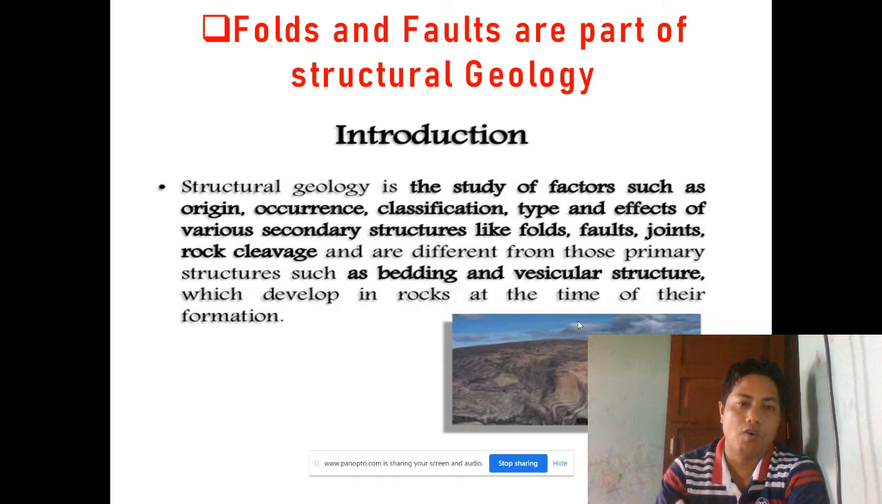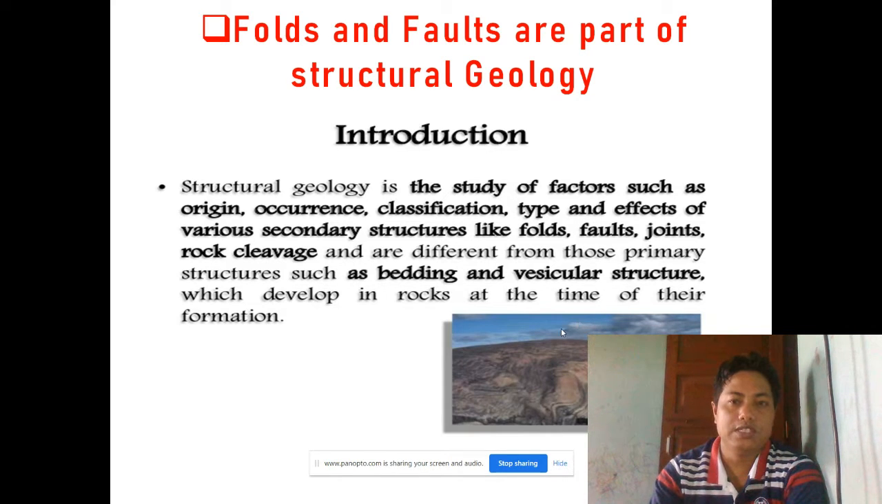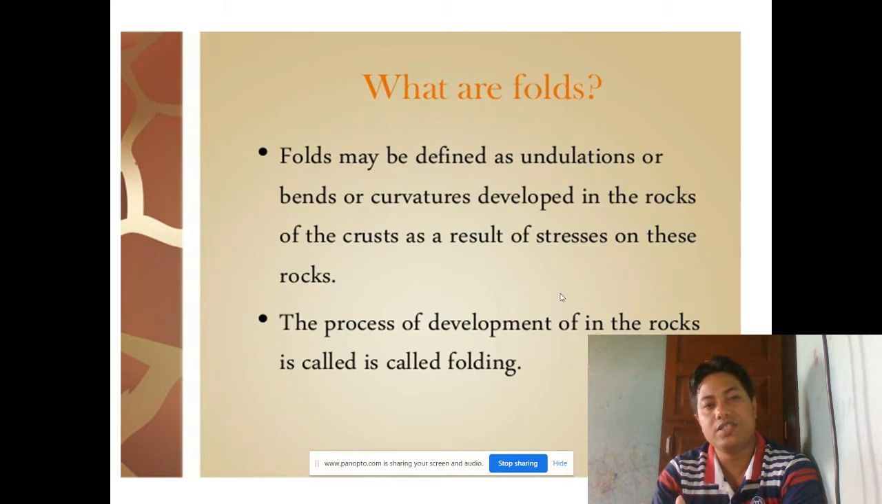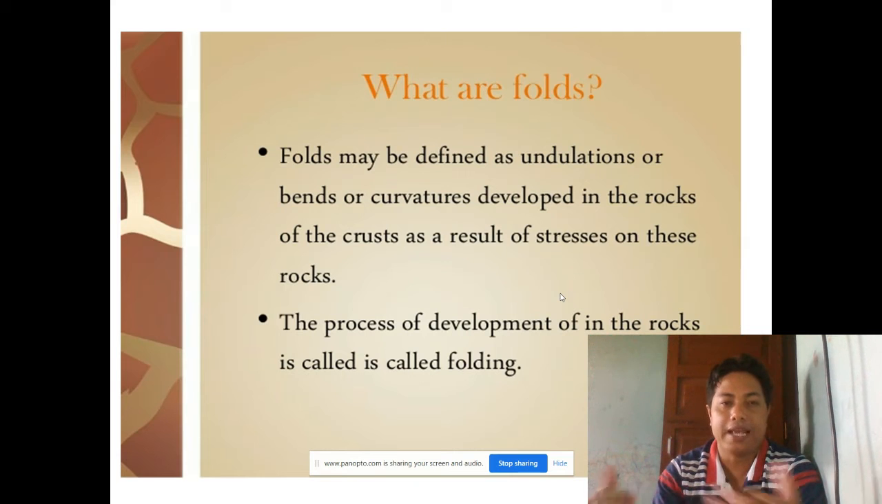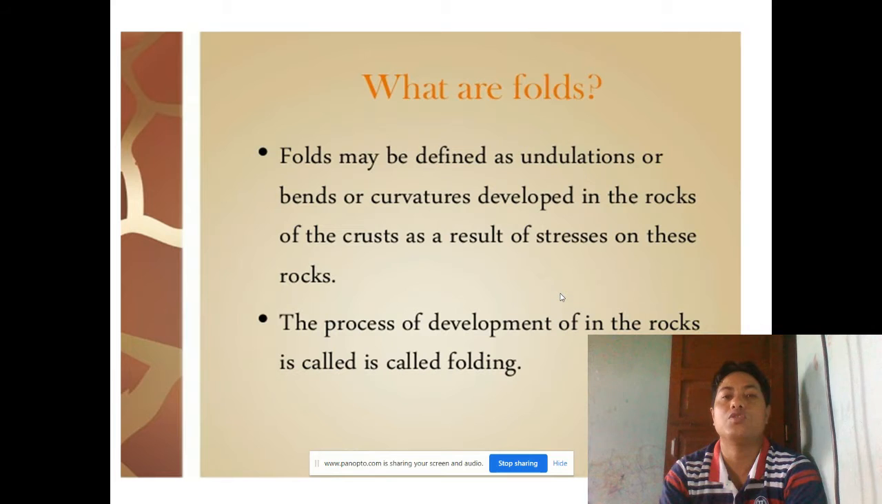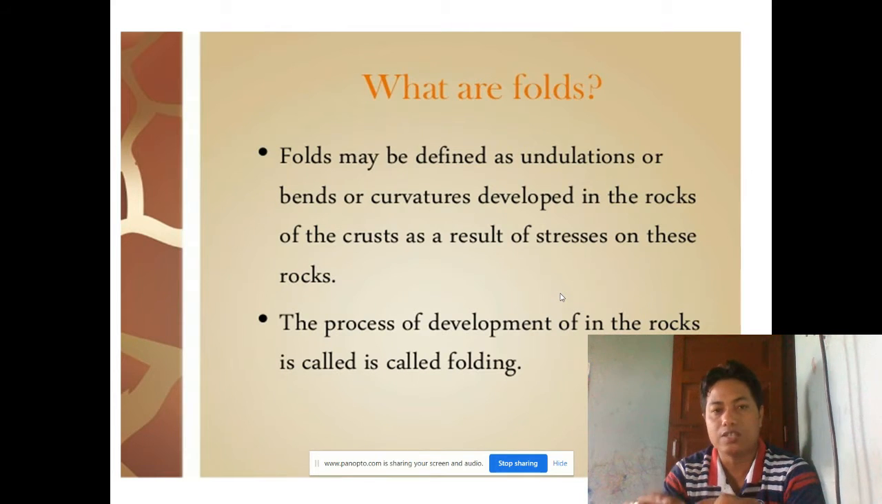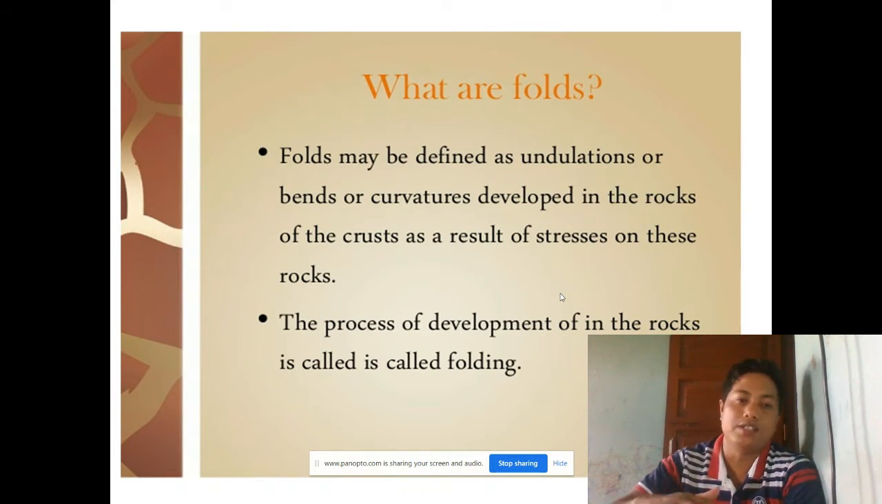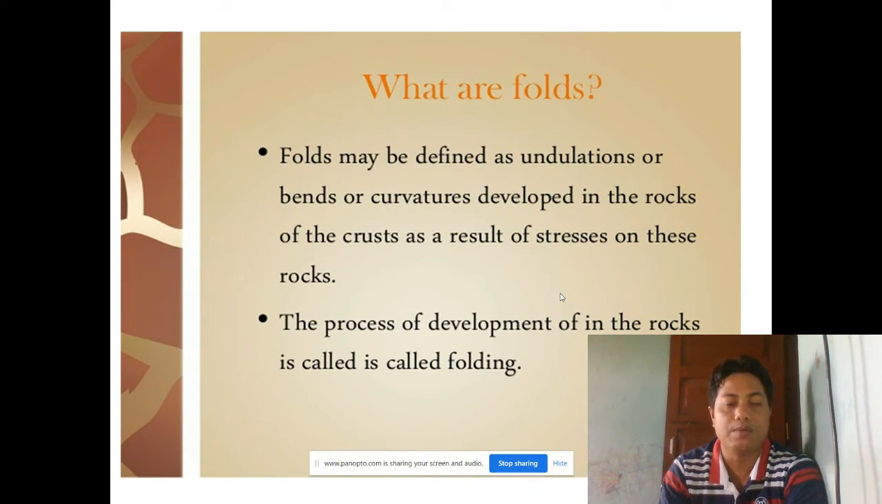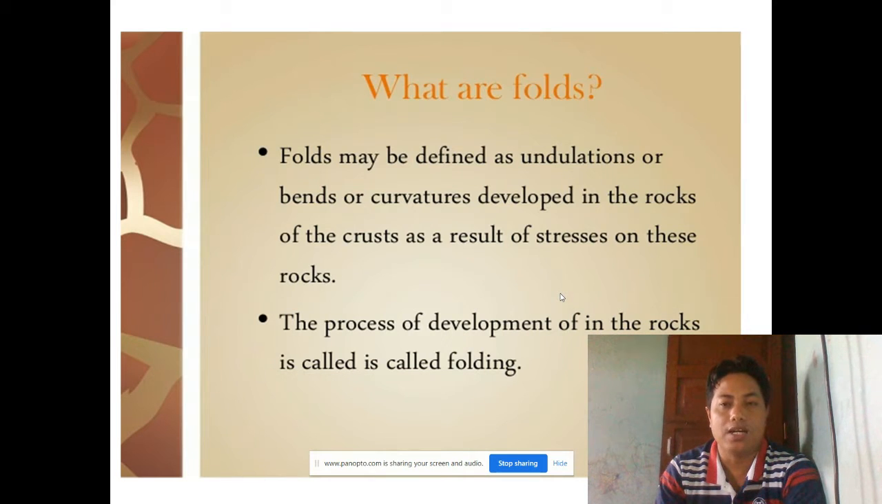Today we'll be discussing folds. So it is basically the curvature. What are folds? Folds may be defined as undulations or bends. A bend means there is a curvature developed on the rocks of the crust, basically on the crust only. The upper landform is called the crust, then mantle and core. We have studied the internal structure of the earth.